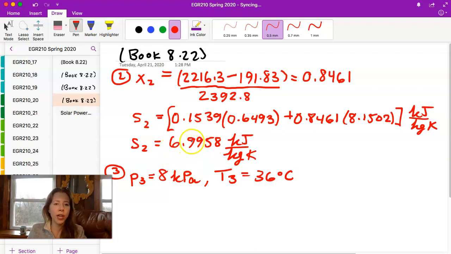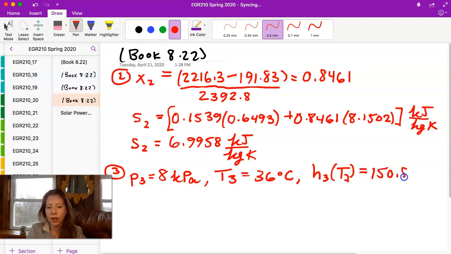Okay, so here we are dealing with a liquid. We're told we're dealing with a liquid, and so we can approximate H3 at our saturation temperature from the table. So at 36 degrees Celsius, we're just going to look at H sub F from the table for saturated liquid, which is how we can approximate the enthalpy for a liquid at any temperature. And this is going to give us 150.86 kilojoules per kilogram.